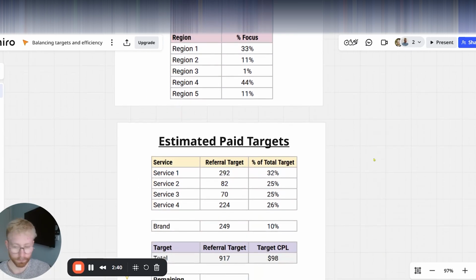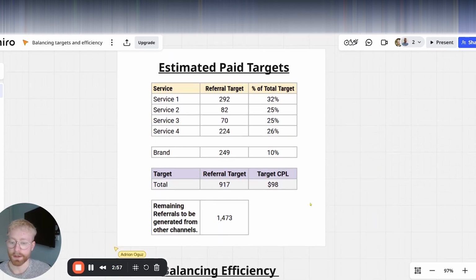So this is the targets that I came up with, and I'll show you exactly how I came up with these targets after this in the Google Sheet. So you can see that I was saying in total we can generate 917 referrals. So out of the 2,400, I estimated we could achieve 917, which meant the remaining 1,473 would come from other channels, such as organic search, and the offline activity.